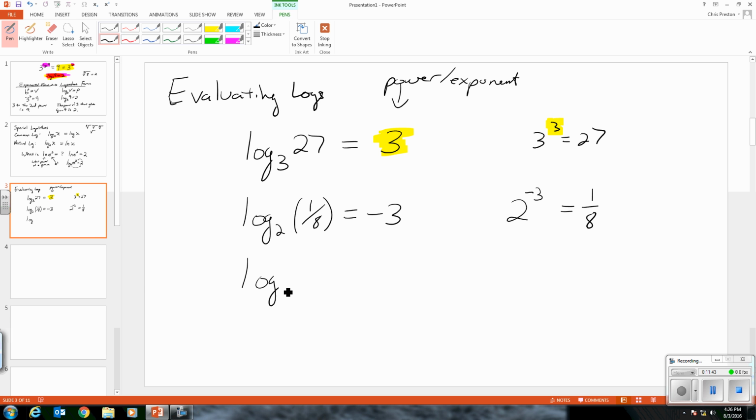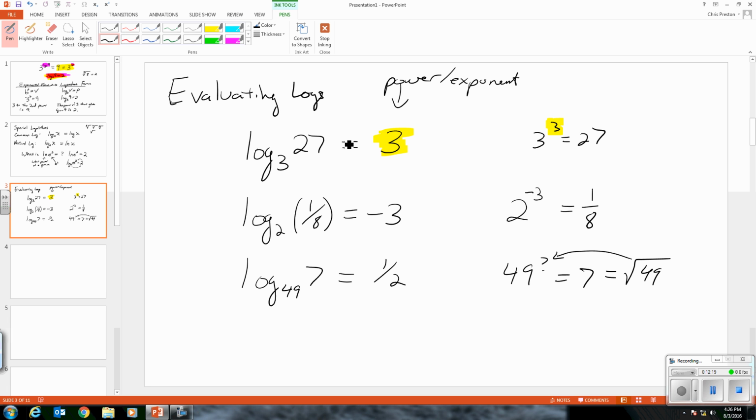Log base 49 of 7. What is that? Well, 7 to the second power is 49. So what exponent of 49 gives you 7? 49 to what gives you 7? Well, the square root of 49 is 7. So how do you write the square root as an exponent? The answer is you write it as a fraction. This is the square root, the second root. This is the 1/2 power.